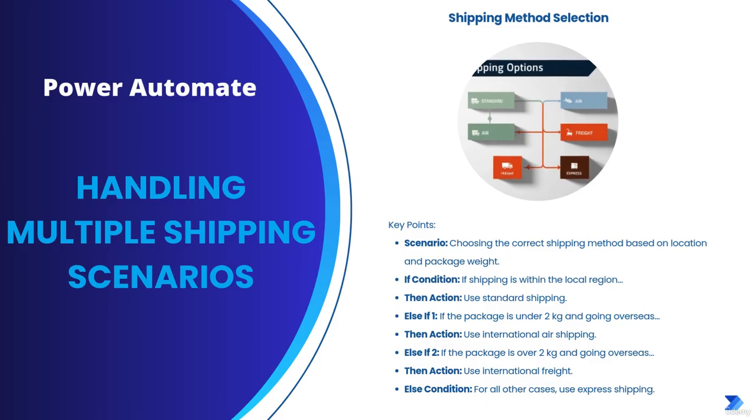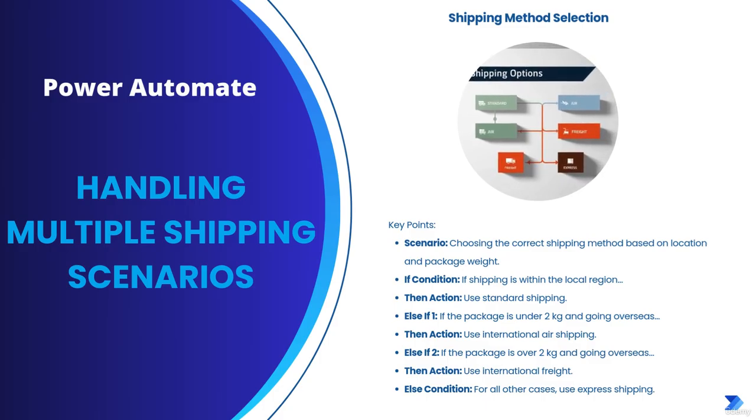Example scenarios. Scenario 1. Shipping method selection. Introduction. A company processes orders and needs to determine the appropriate shipping method based on the delivery location and package weight. There are multiple shipping options available, each with specific criteria.